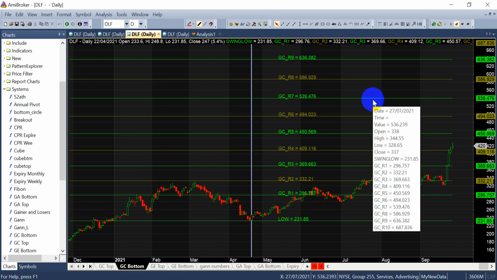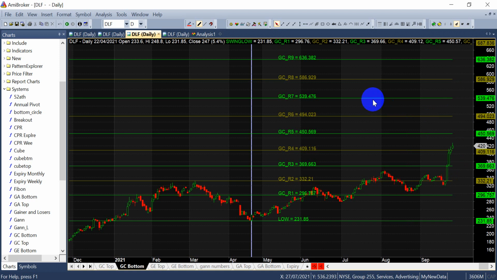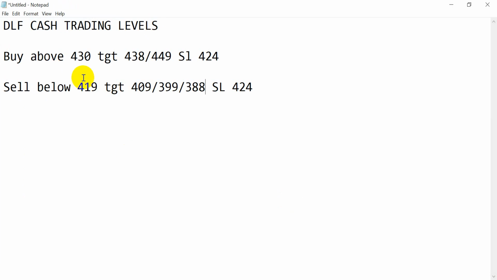So the plan is very clear. Very important day tomorrow based on the Fibonacci cycle. It has breached that important level. It touched 428 today, a very important level based on the cycle from which it started, 24th March 2020. And the trade plan is ready with you. Let's see how DLF behaves.